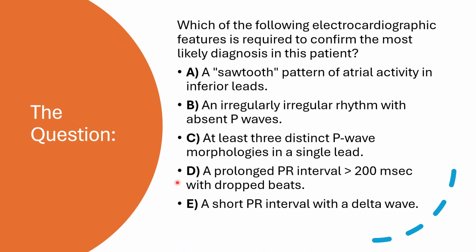And the question is, which of the following electrocardiographic features is required to confirm the most likely diagnosis in this patient? A, a sawtooth pattern of atrial activity; B, an irregular rhythm with absent P waves; C, at least three distinct P wave morphologies in a single lead; D, a prolonged PR interval greater than 200 milliseconds with dropped beats; and E, a short PR interval with a delta wave. So feel free to pause the video at this point and you could lock in your answer.